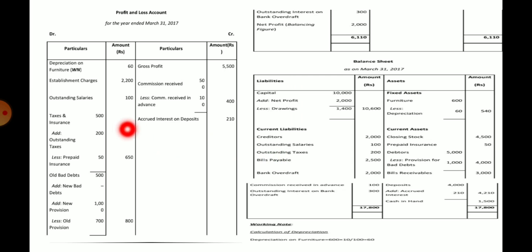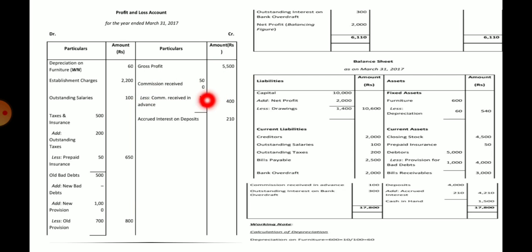After that, the profit and loss account: depreciation on furniture, establishment charges, outstanding salary, tax insurance, outstanding taxes, less prepaid insurance. Okay, bad debts 500, add new bad debt if there is any, and add new provision if there is any. So 1000 rupees if there is a provision, less old provision 700, and gross profit is transferred as usual.